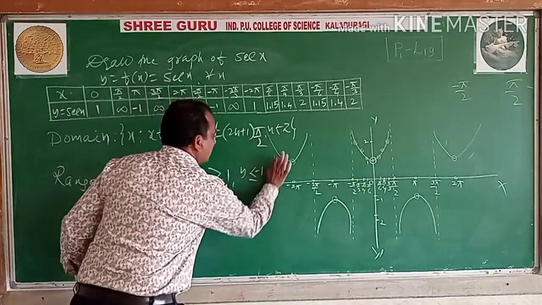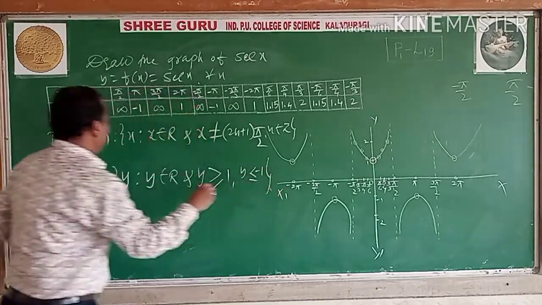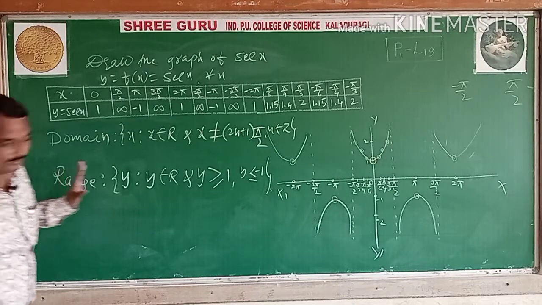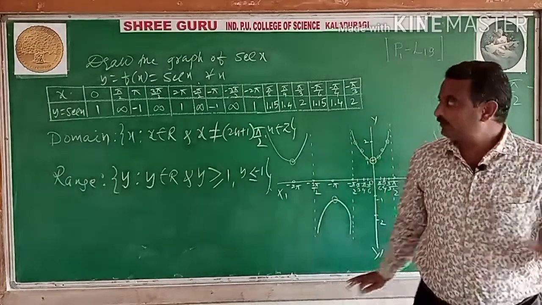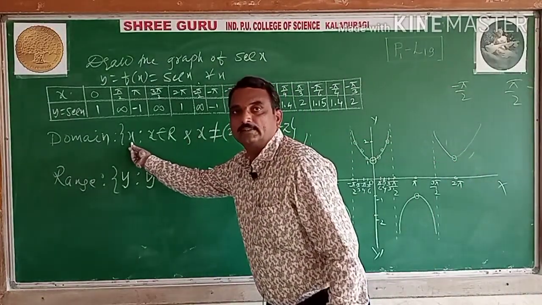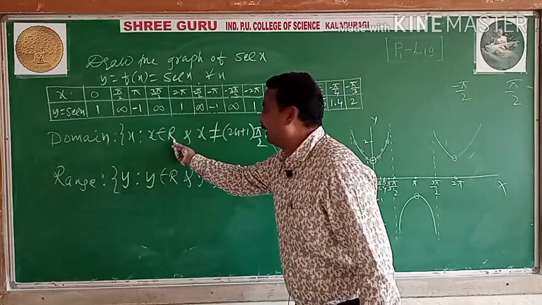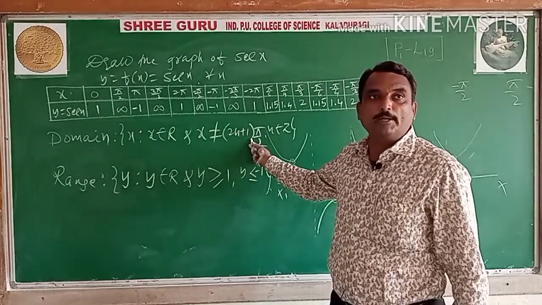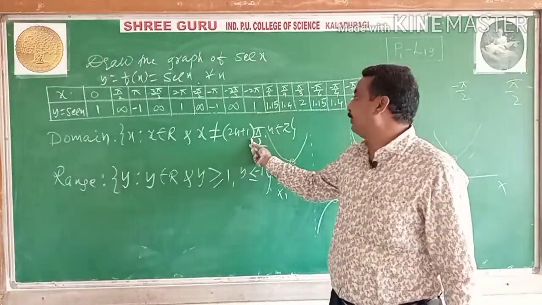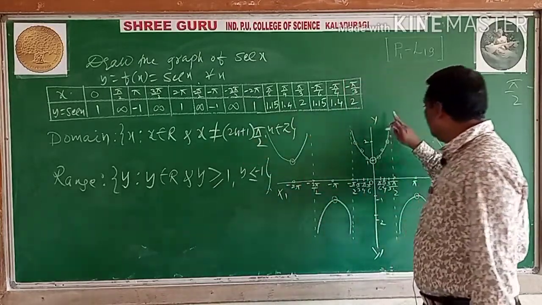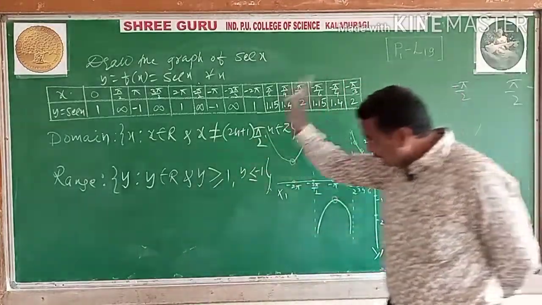So this is the graph of the range of secant x. Are you getting it, students? Domain is the set of x such that x belongs to the real numbers, but x is not equal to odd multiples of pi by 2, that is (2n plus 1) times pi by 2, because of the infinity lines.